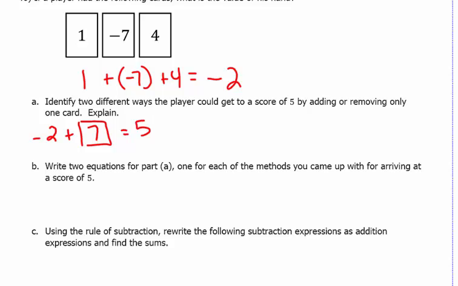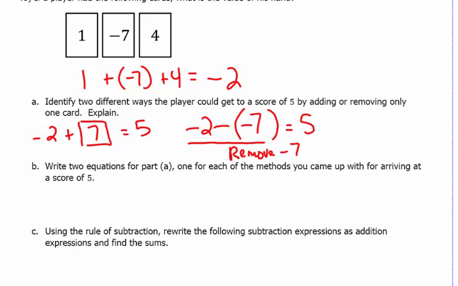So I could add the 7 card. Now this is where it gets a little tricky. I also could take away a card to get to 5. So I need to figure out what card I need to take away. Now over here I added 7. So if I take away the opposite of that, a negative 7, remember this will change to negative 2 plus 7, which would also give me 5. So this is a little tricky. But I could remove the negative 7 or add 7. Both of those would get me to a score of 5.